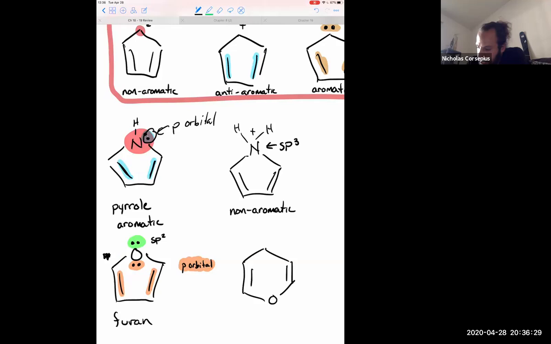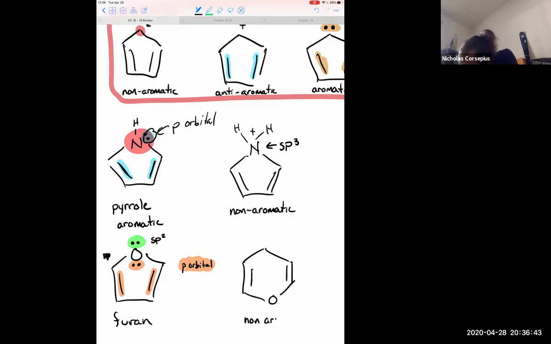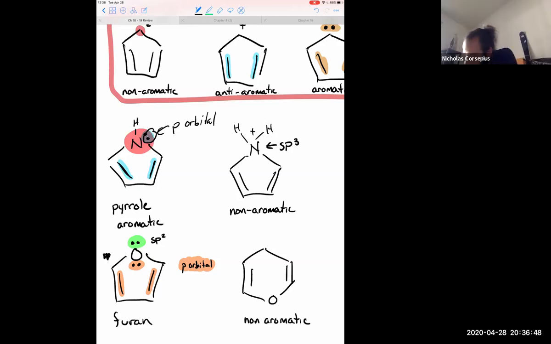And then what about the next compound here? Non? Yes. Why non? It doesn't have all open p orbitals? Yeah, absolutely. This guy right here is messing everything up, right? This carbon right here is sp3 hybridized. That just sort of shatters that whole network.